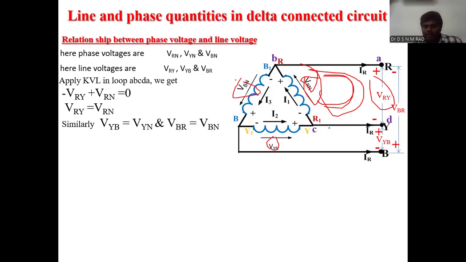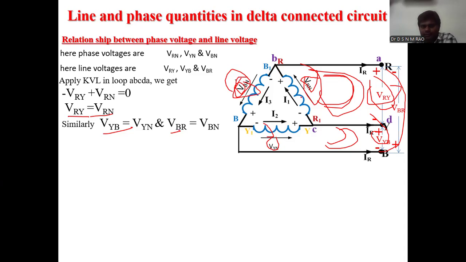Similarly, between the Y and B lines, I will apply KVL: VYB equals VYN. Similarly, applying KVL for VBR, VBR equals VBN. Therefore VYB, VBR, and VRY are the line voltages. So line voltage equals phase voltage.